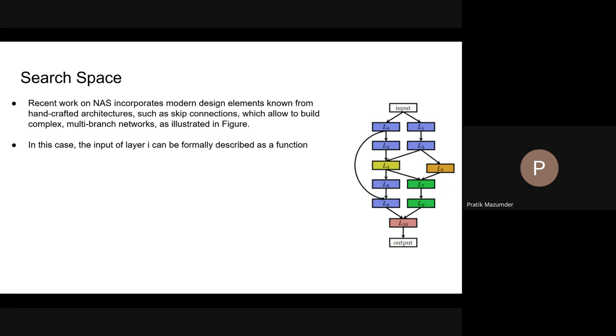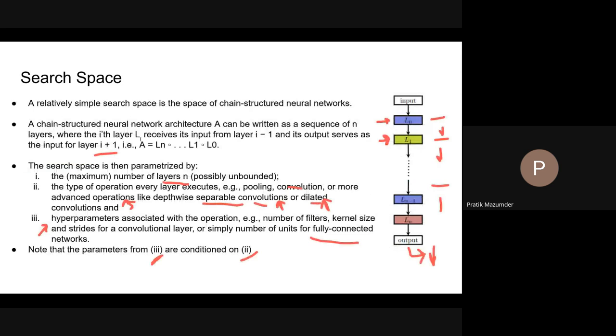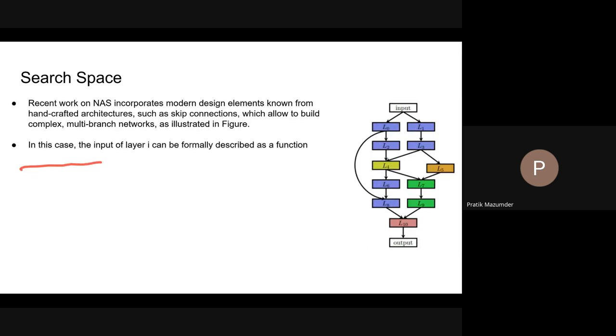So in this case, if you generically define the input of any given layer I, it will be a function of all the previous layers. You may choose to ignore all the previous layers, as in a simple chain network, which was there in the previous case. Your chain structured neural network can also be achieved from this particular setup. You simply ignore everything else, and your input basically becomes the output of your previous layer.